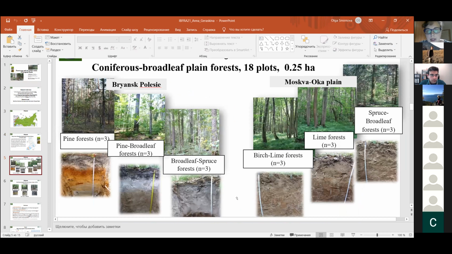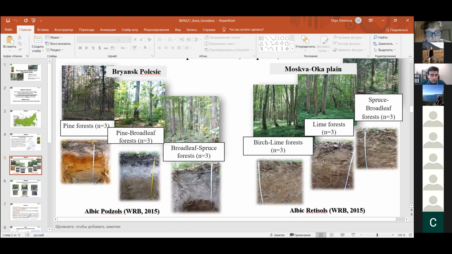Coniferous broadleaf plain forests we studied in Bryansk Polessia. It is a protected area. We studied pine forest, pine broadleaf forest, and broadleaf spruce forests on albic retisols according to IUSS WRB 2021. And in Moscow Oka Plain, we studied bush lime forests and spruce broadleaf forests on albic retisols.